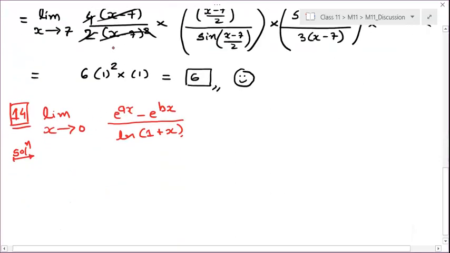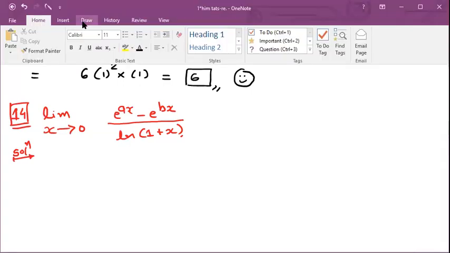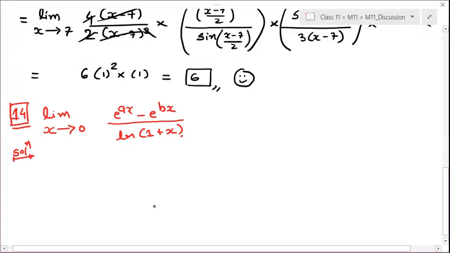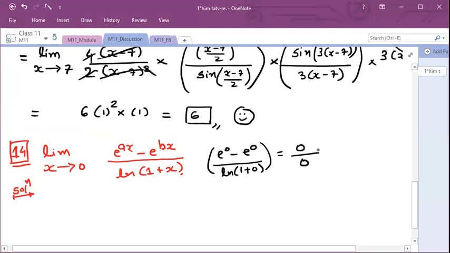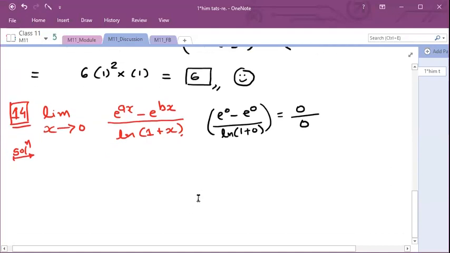Now see over here. So what is our first step, students? First step is release the limit. So if you release the limit over here, so it is limit x tends to 0. So it will give you e to the power 0 minus e to the power 0 divided by ln 1 plus 0. So e to the power 0 is 1 or not? 1 minus 1 is 0 divided by ln 1 is also 0. So it is a 0 by 0 form. So if it is 0 by 0 form, then let us use different concepts, indeterminate form.